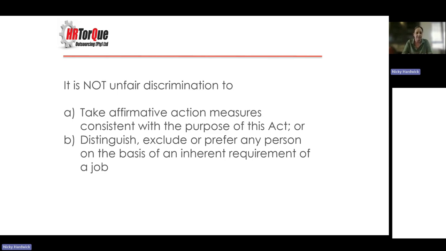Because that would be unfair. So you can't, for argument's sake, just throw away all CVs of a particular race group if you don't have anything in your employment equity plan, because that in itself is automatically unfair. You can't exclude or prefer someone based on what is listed in section 6.1 without having a good, fair, or justifiable reason.